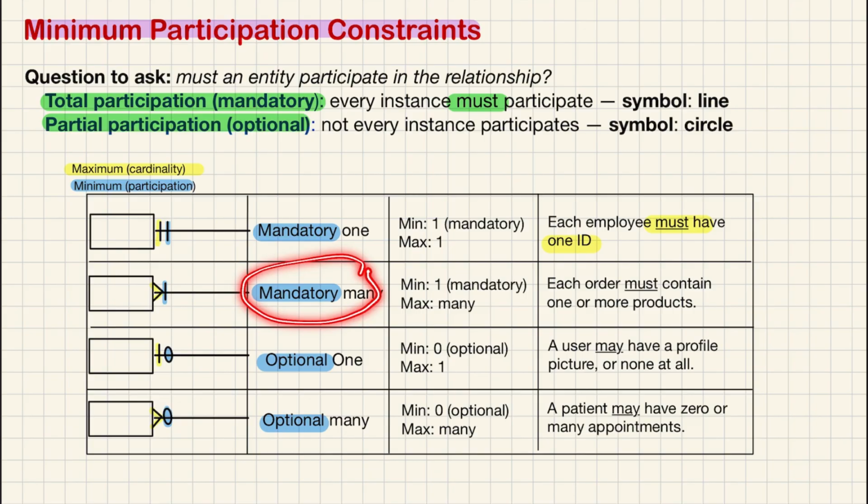In mandatory many, every instance must participate in one or more relationships. For example, each order must contain one or more products. In optional 1, participation is optional and can happen only once. For example, a user may have a profile picture or none at all. And lastly, we have optional many, and participation is optional and can happen multiple times. For example, a patient may have 0 or many appointments.